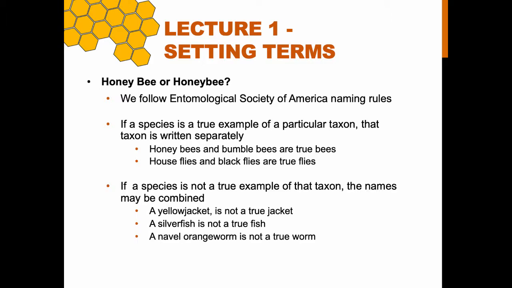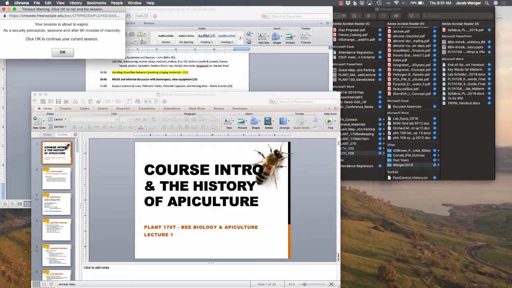On the flip side, if a species is not a true example of that taxon, the names are combined. So for example, if you have a name that might be two names, like yellow jacket. A yellow jacket is a hymenoptera. It is a wasp. It is not a jacket, a piece of clothing, right? So you combine those. Yellow jacket, one word.